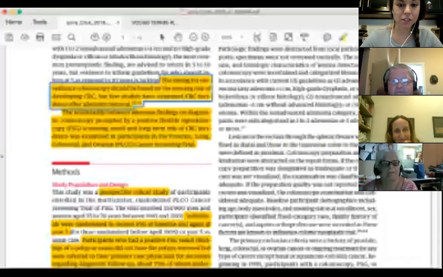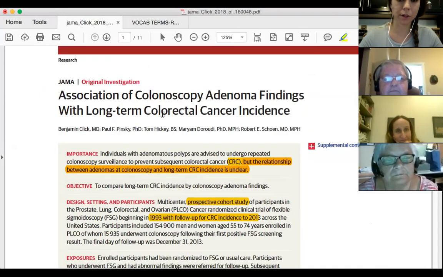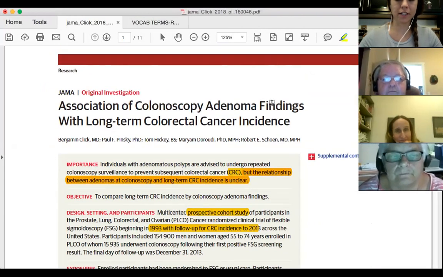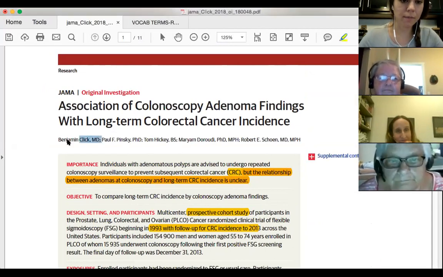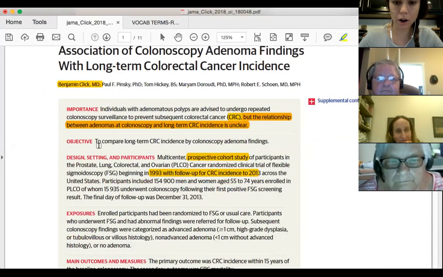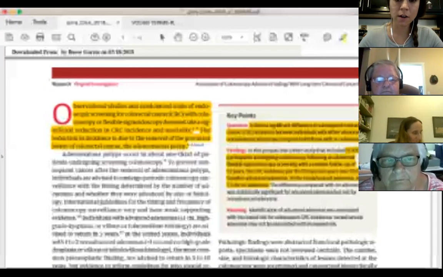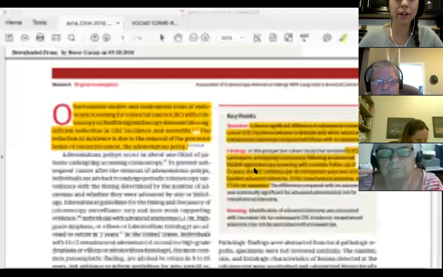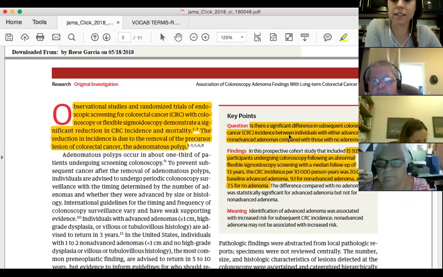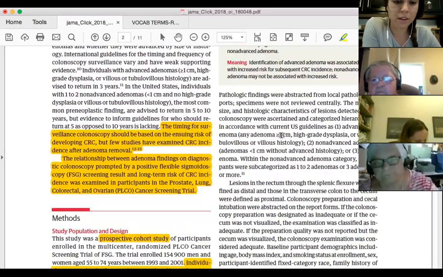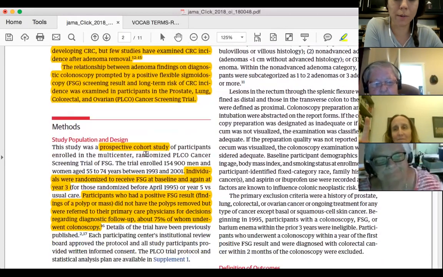Okay. So that was a good question. We've concluded that this is a reliable, credible source. It's coming from JAMA. JAMA is one of the gold standards for publishing scientific medical articles. We've looked up the authors, Benjamin Click. He's a reputable author based on PubMed findings. We've identified the research question and the need for the research question. So the next question is, how are they going to answer what they want to know? So how are they going to find out if there's a significant difference in CRC incidence between those with advanced and non-advanced adenomas versus those with none? So that's when we're going to move down to the methods, because the methods will tell you everything you need to know about how they're going to go about answering their research question.